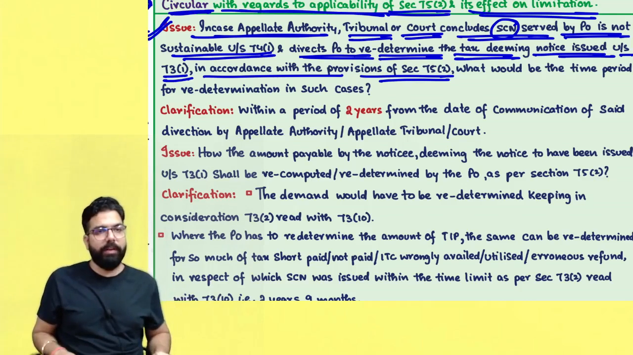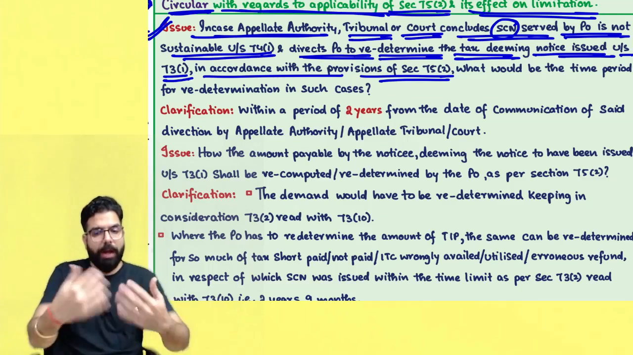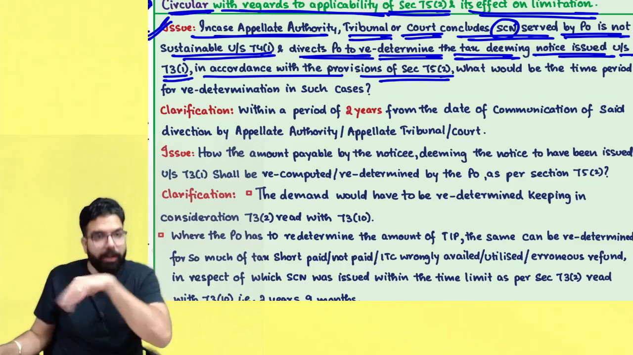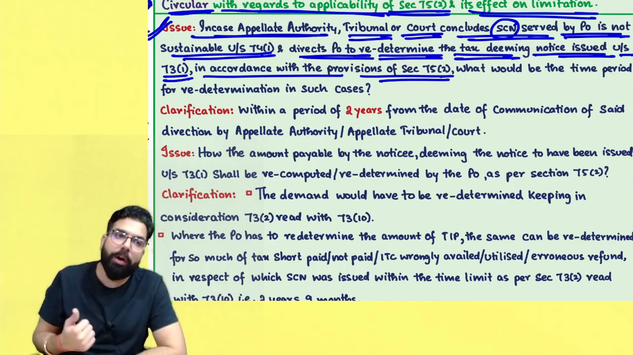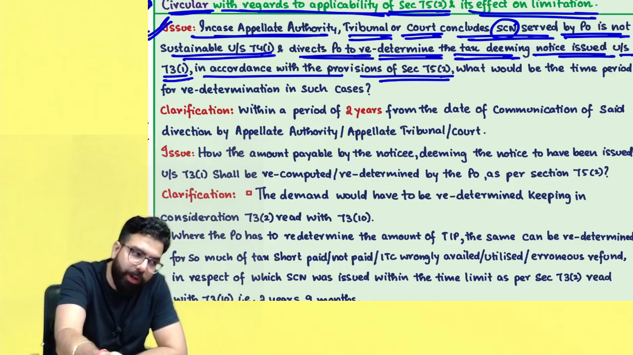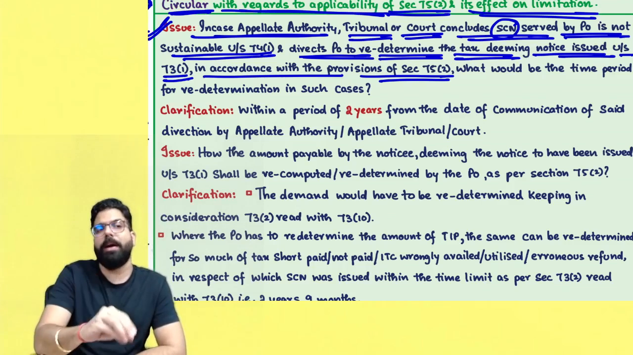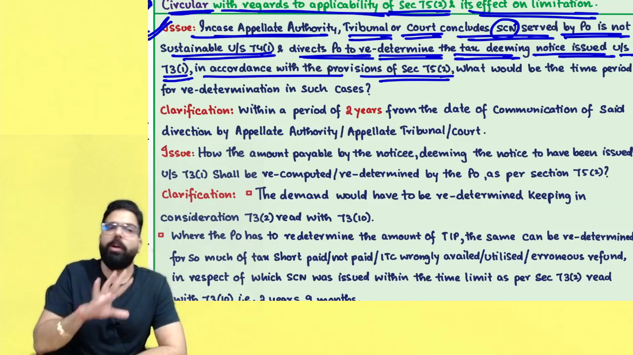sir, the show cause notice which you have served, supposing the officer went ahead and raised the show cause notice under section 74 and then passed the demand order, and I went to the appellate authorities and I told, sir, I am not a fraud. Now, appellate authorities went ahead and told the officer, this guy is not a fraud. So, in that scenario, appellate authorities will issue the direction to the officer saying, sir, please go ahead and pass a demand order as if this person is not a fraud.